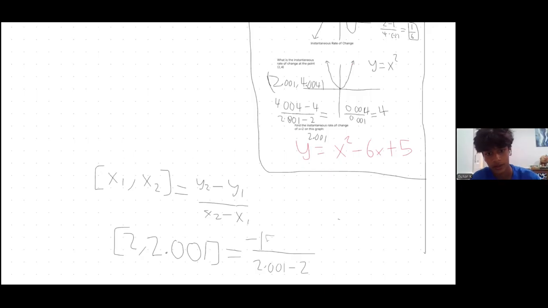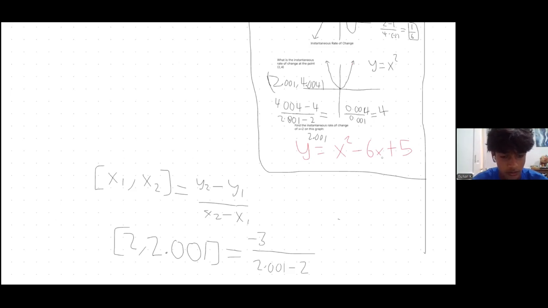Sorry, I made a mistake there. It's actually 4 minus 12 plus 5, which is just negative 3. So negative 3, because x squared, 2 squared minus 6 times 2 plus 5, so 4 minus 12 plus 5, which is negative 3.